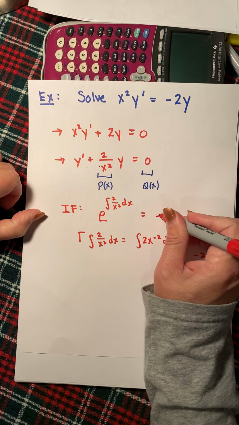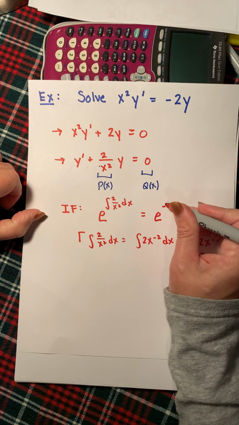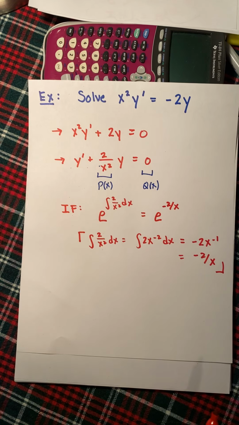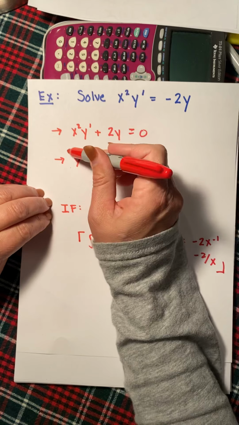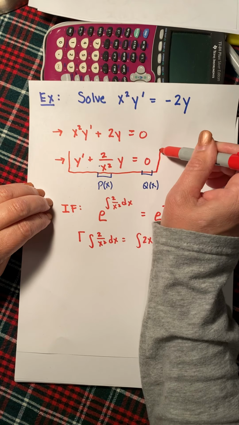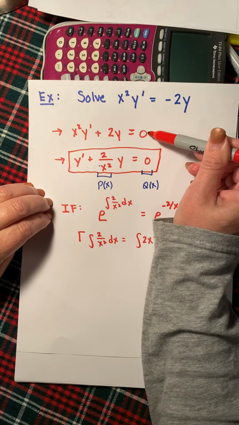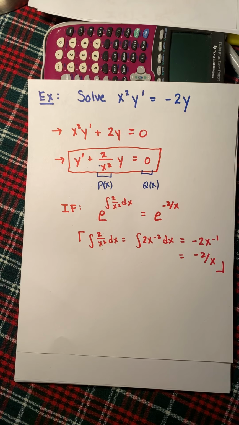So this is equal to e, and the antiderivative is negative 2 over x. So that's going to be the magic function that we're going to multiply both sides. Now we have to multiply both sides when it's written in its correct form. We can't do it up here, it won't work. We have to do it down here.